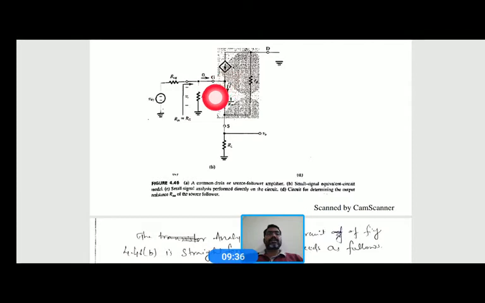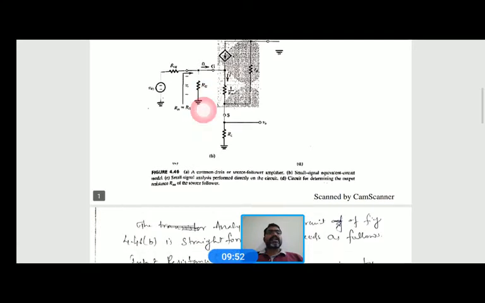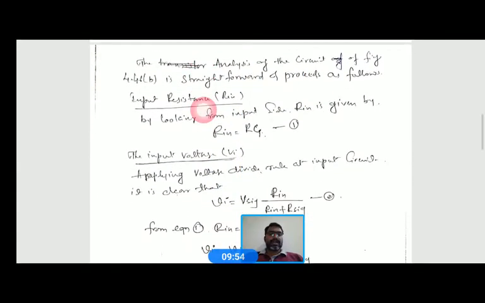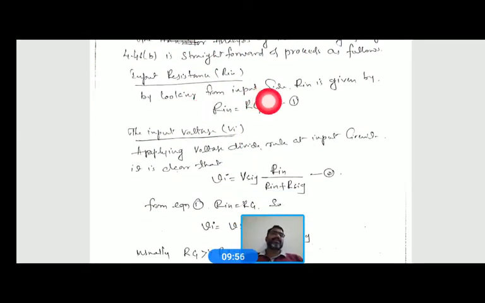Since here Ig flowing is 0, hence it will act as an open circuit, right? So therefore the Rin is equal to Rg, you can see in equation 1.